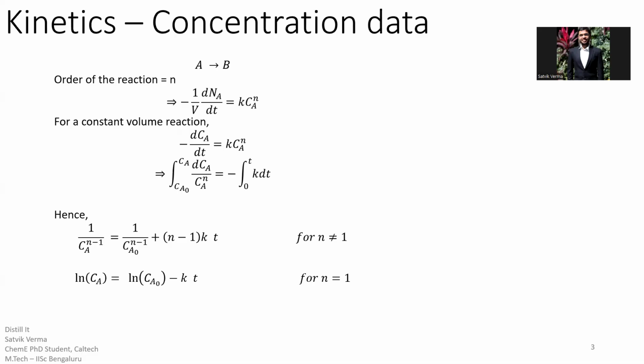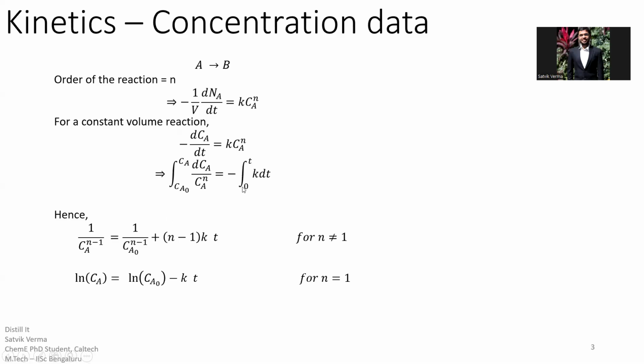A very interesting example comes up here. Any reaction A to B with an order n can be written in this way. This is the rate law, where the rate of disappearance of the reactant A is given as k Ca to the power n, where k is the rate constant and n is the order of the reaction, right? If I consider a constant volume reaction, then this volume term goes inside the derivative and you get number of moles by volume, which is the concentration, right? And then if we integrate this, we'll get this.